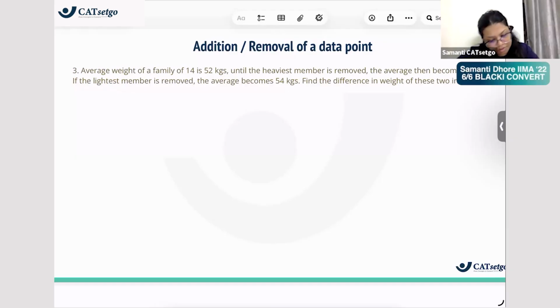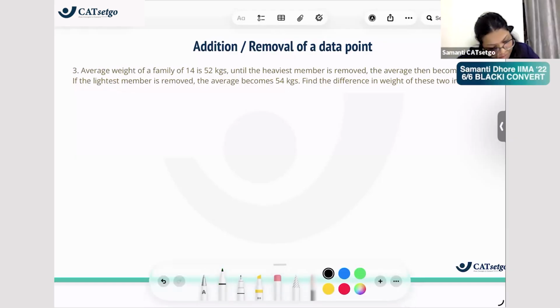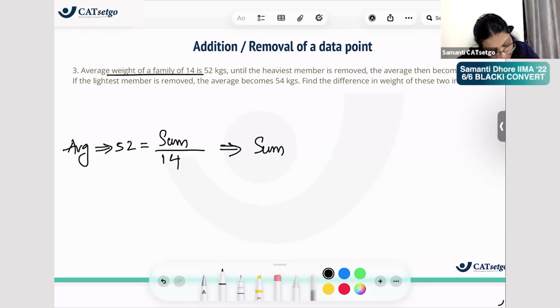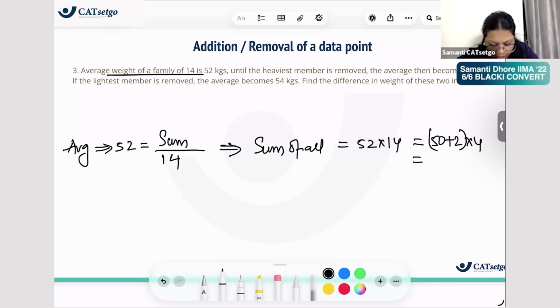So what do we have? We have the average of 14 people, है ना? इसे मैं बीच में लिखती हूँ, फिर हम बोलेंगे average of 14 people is 52, which is the sum of these 14 people divided by 14. That gives us the sum of all is 52 into 14. What is 52 into 14? हम कैसे करेंगे? 50 plus 2 करेंगे, है ना? Do you guys do it like this?